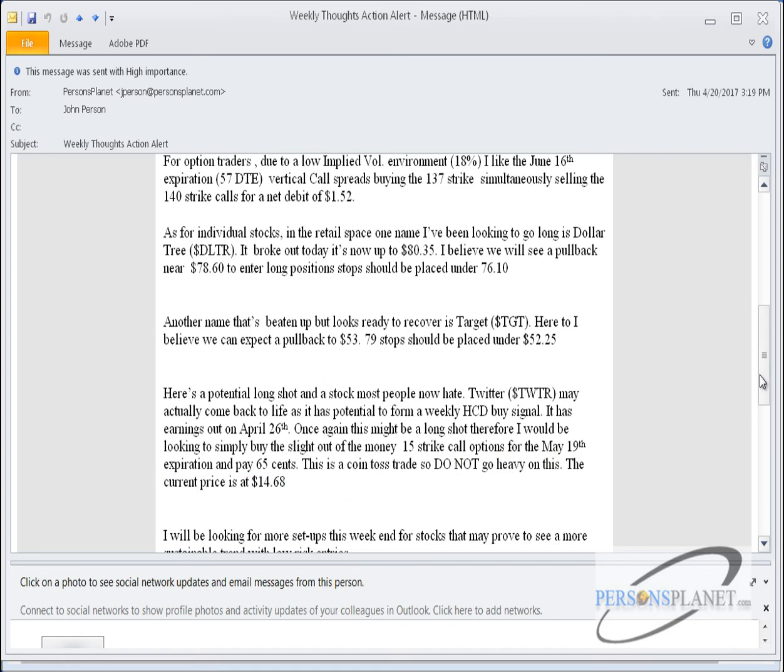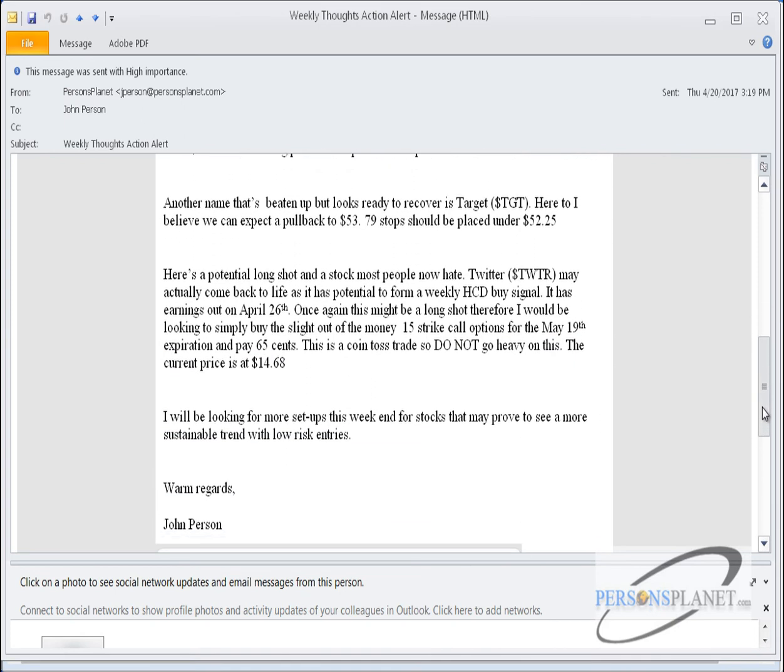And of course, these are the types of things that we send out to our clients to help you not get overly bullish on one particular position. Trade management and position management are very important components as far as responsible trading is concerned.